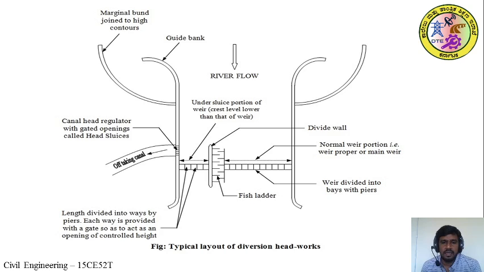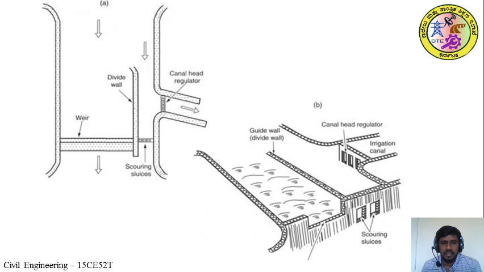Okay, let's move on to another picture. Look at this picture. This divide wall is a straight wall, and this is nearer to the canal head regulators. You can see the divide wall here. This wall is also called groynes, and these are the scouring sluices to remove the silt deposited in the silt pocket, and this is a canal head regulator.